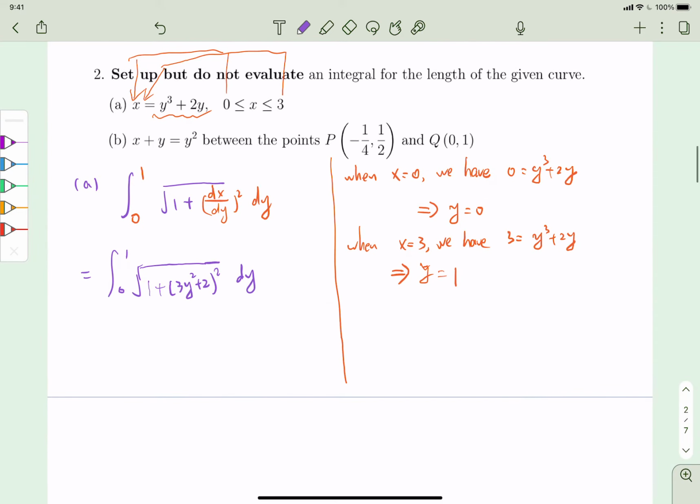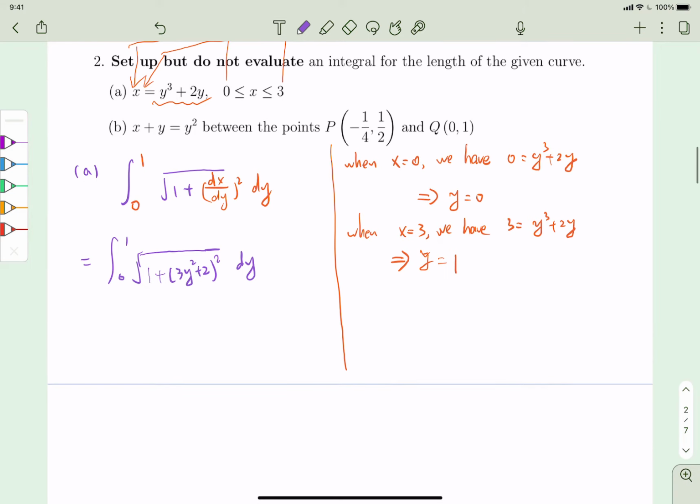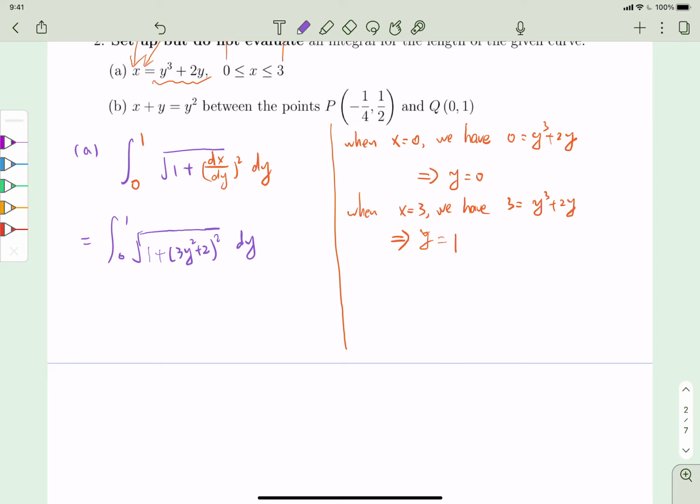And you see that the only difference here is finding the corresponding bounds, because sometimes that bound is not given. You need to find it yourself. And after this, let's move to question B.